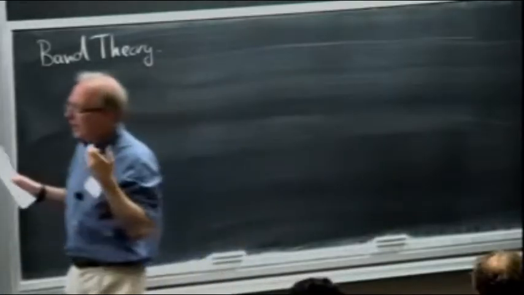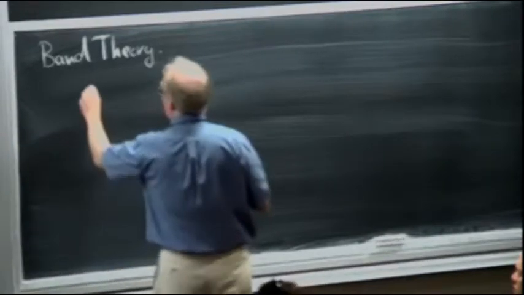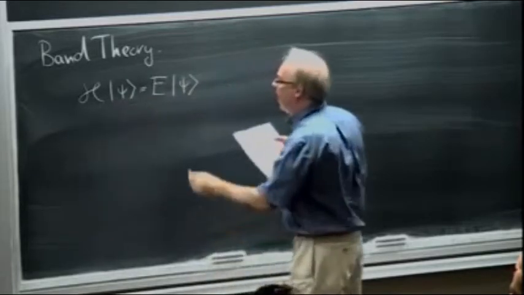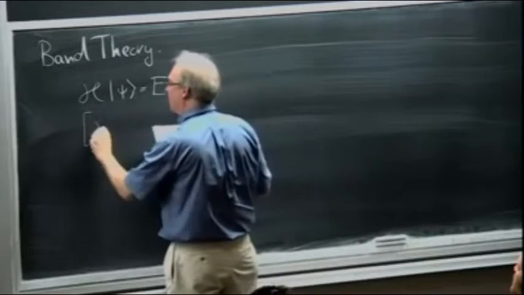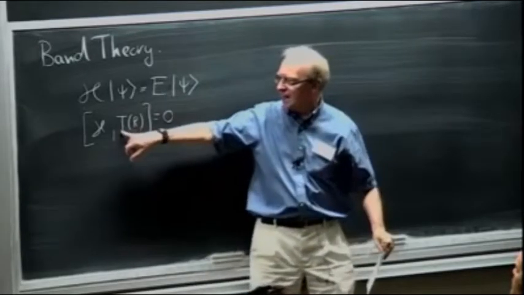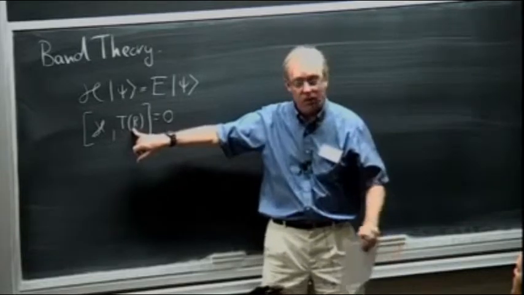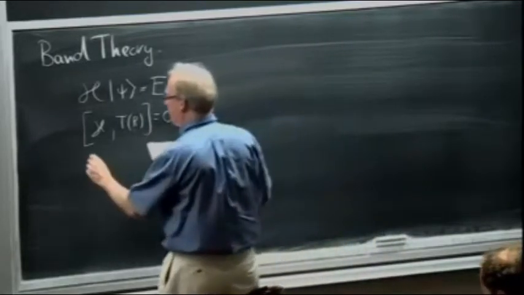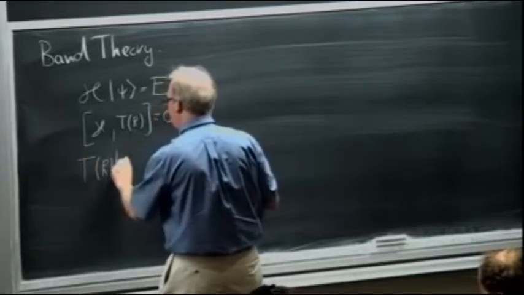So first of all, in band theory, again, taking away the interactions, we allow ourselves to solve the many-body problem by solving many single-particle quantum mechanics problems. And so we solve a single-particle Schrödinger equation. We have some single-particle Hamiltonian, which commutes with translations. So T of R is a translation by a lattice vector R. Okay, and if this is the case, then you know that you can choose your eigenstates to be eigenstates of the translation. So that means that I can label my states with a momentum.